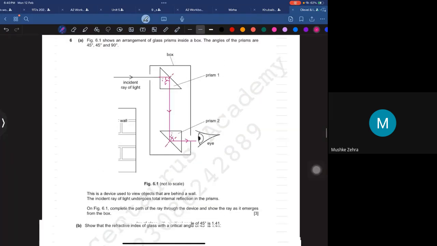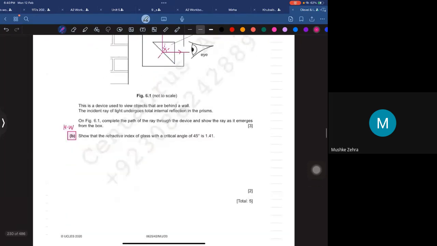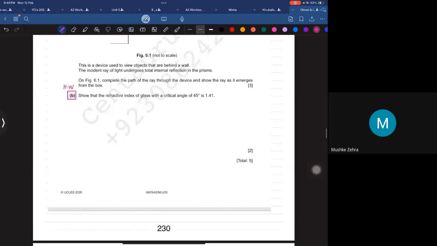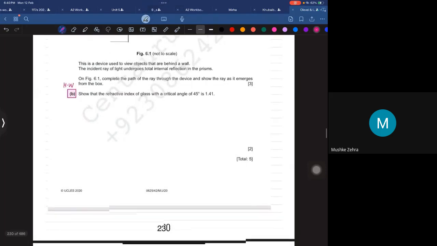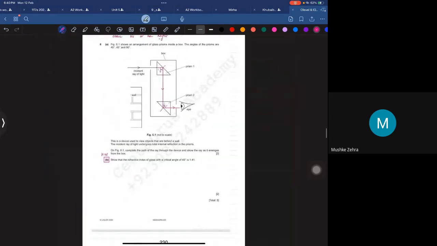Then it says, show that the refractive index, show that the critical angle. So this I'm going to give you as homework because now we have practiced it enough and you guys need to do it on your own. Finally, we are done for today's work. When we meet tomorrow, we're going to work on optics. If you guys have anything more to ask, we'll see you.